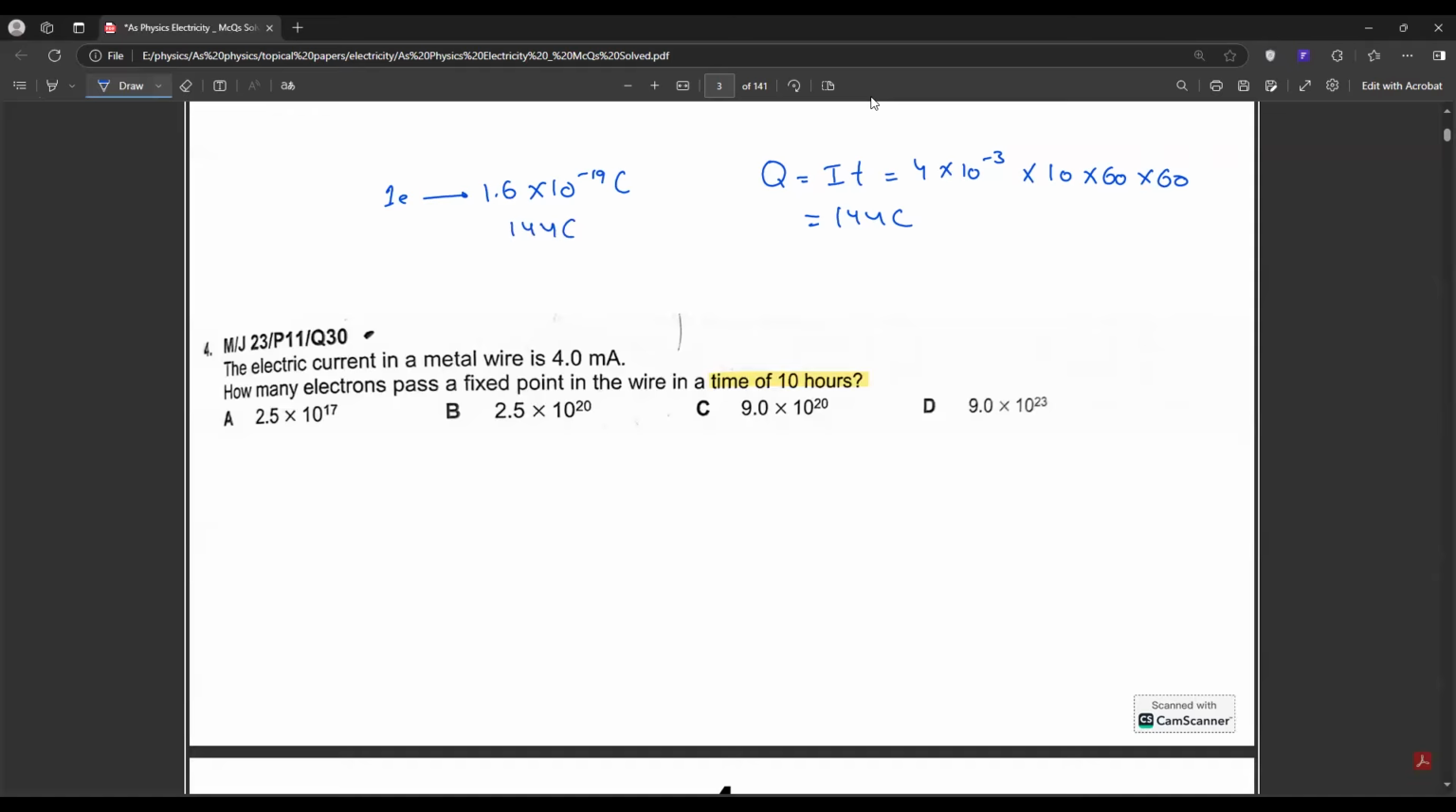144 coulombs of charge will be on how many electrons? Let it be X. Cross multiply it. X is 144 divided by 1.6 into 10 to the power of minus 19. This comes out to be 9 into 10 to the power of 20.